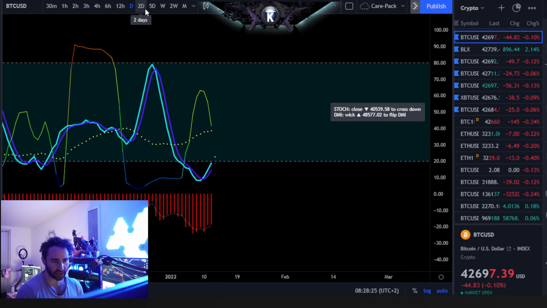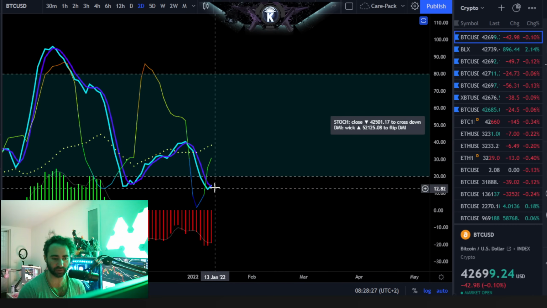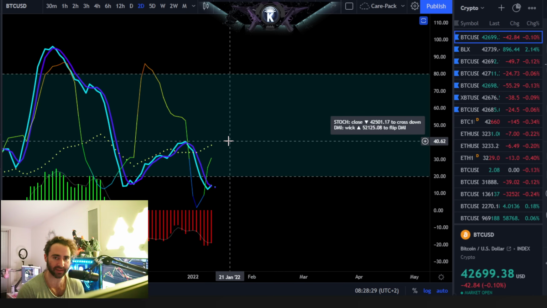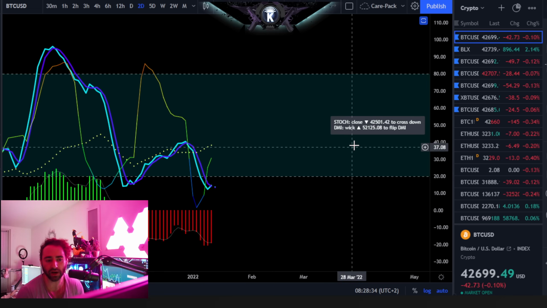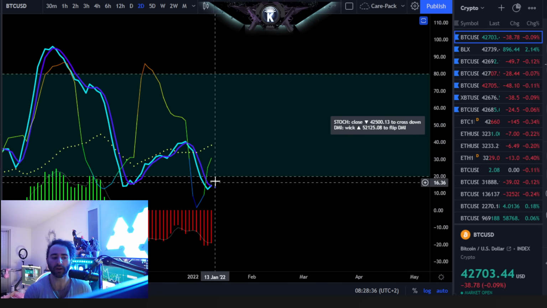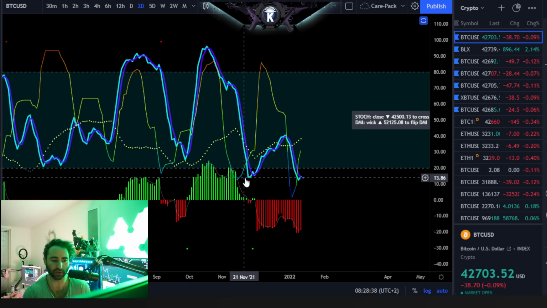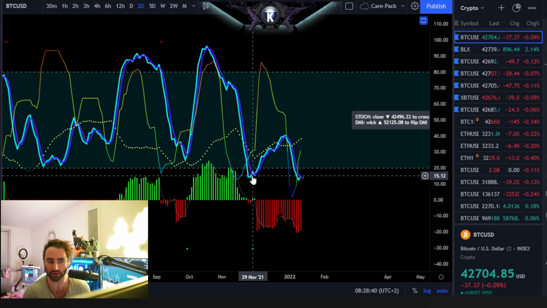And by the way, this is not just on the daily, it's also on the 2-day as well. The 2-day is going to be closing tonight at 7 p.m. Eastern time. Any sort of a cross and confirmation above today's 42,500 will actually force that baby back up from the lowest levels that we saw basically since November, in fact.